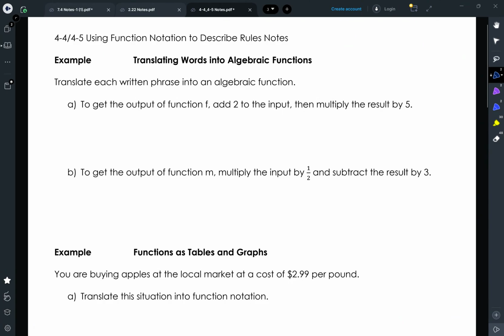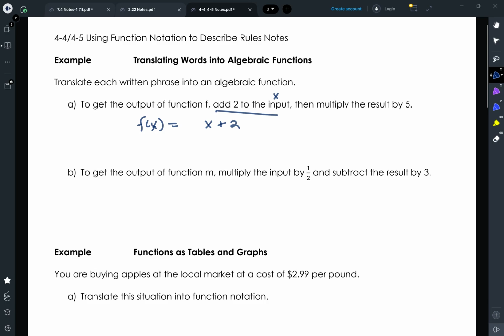To get the output of function f, add 2 to the input, then multiply the result by 5. So the output of f means f of x. They're telling us what it's equal to. We add 2 to the input. That means my input is x. I need to take x and add 2. And then I want to multiply that entire result by 5.